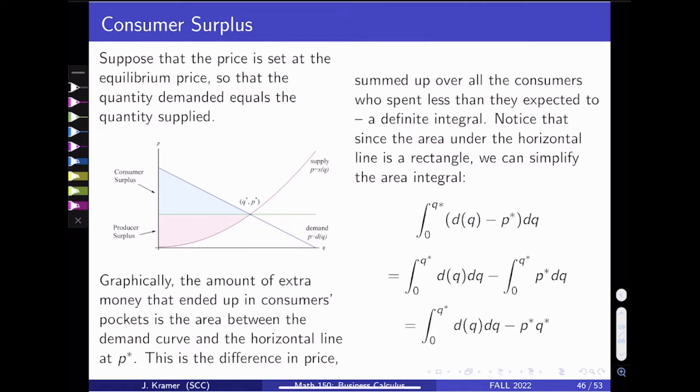So what we're looking at is the integral from 0 to the equilibrium price or quantity of the demand curve minus the fixed price. That's the top minus bottom to get the area in between. And if we distribute the integral over the subtraction, we end up with the integral from 0 to the equilibrium quantity of the demand curve, and then the integral from 0 to the equilibrium quantity of just the equilibrium price. This is just a constant, and that ends up just being the equilibrium price times the equilibrium quantity, and this is the consumer surplus.